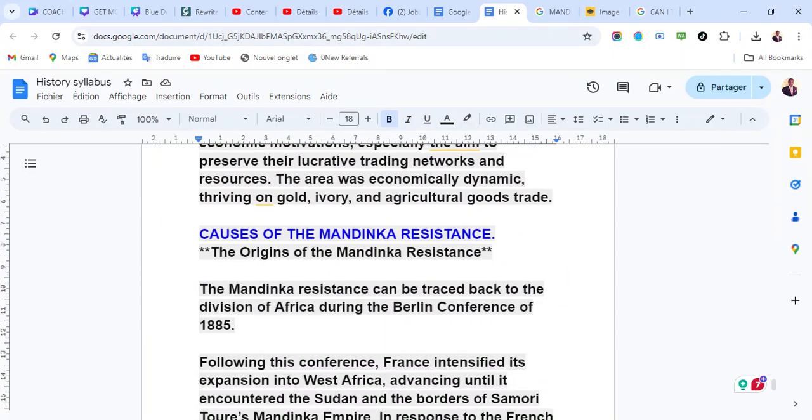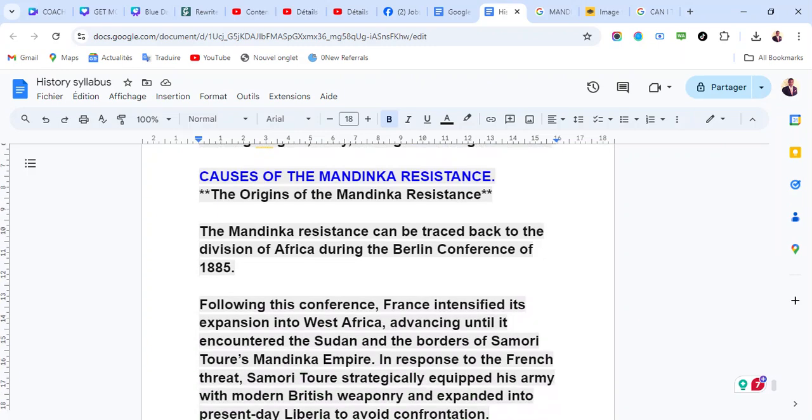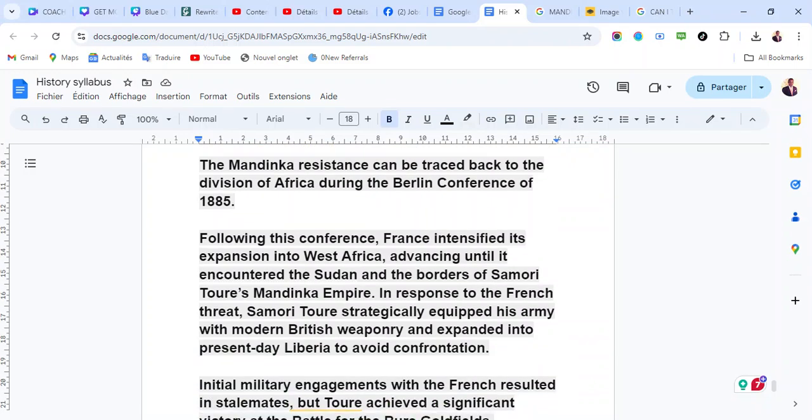Now, what are the causes? What are the causes of the Mandinka resistance? The origins of the Mandinka resistance. The Mandinka resistance can be traced back to the division of Africa during the Berlin Conference of 1885.